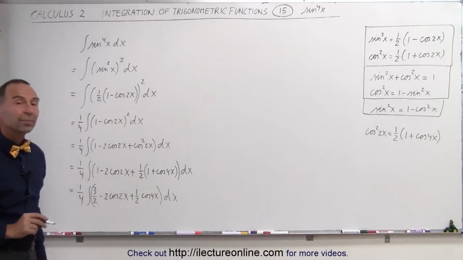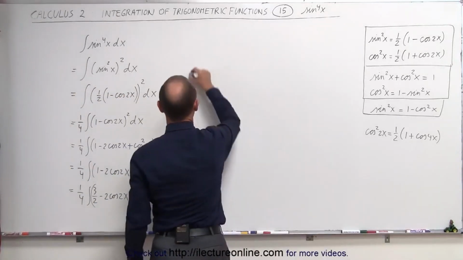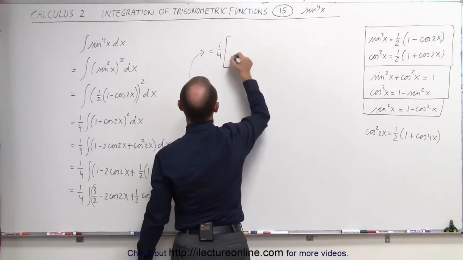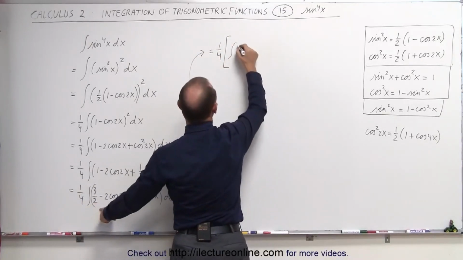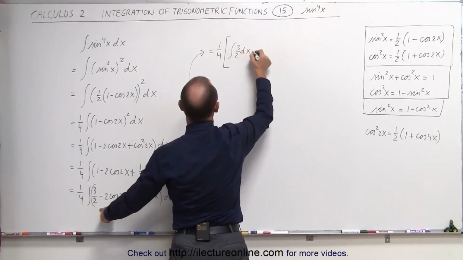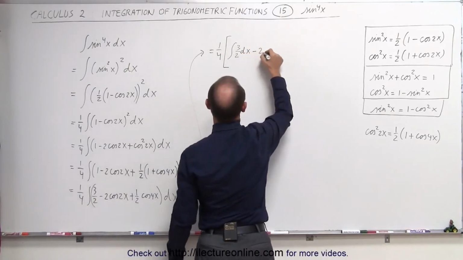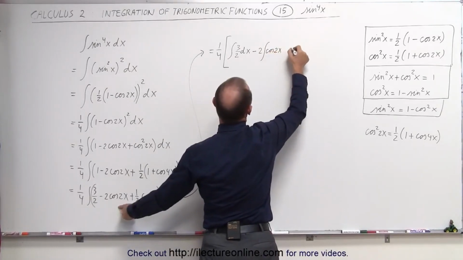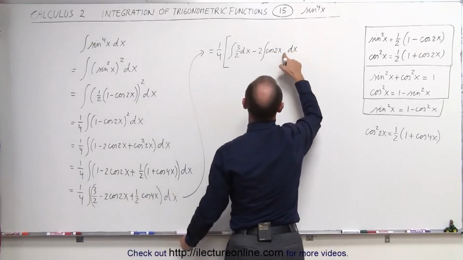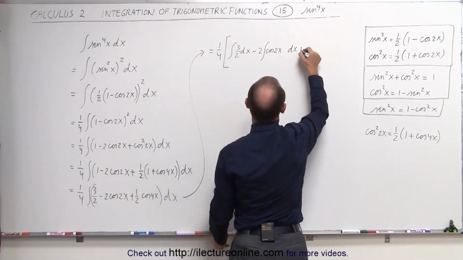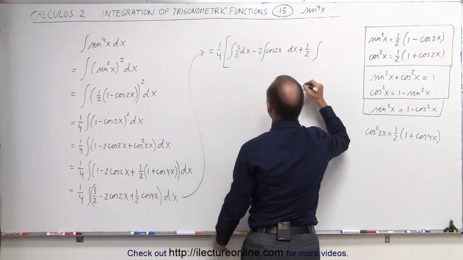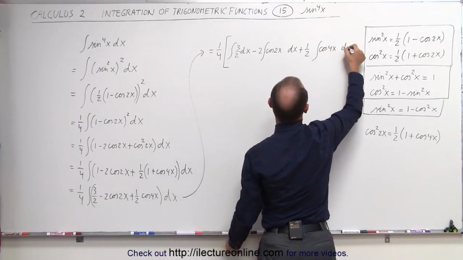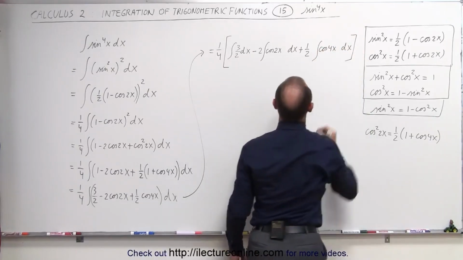Let's write this as 3 separate integrals. This is equal to 1/4 times. The first integral would be 3/2 times dx, minus the second integral would be 2 times the integral of the cosine of 2x times dx. And I left a little room here for a reason. Plus 1/2 times the integral of the cosine of 4x dx. And again, I left a little bit of room here for a reason.